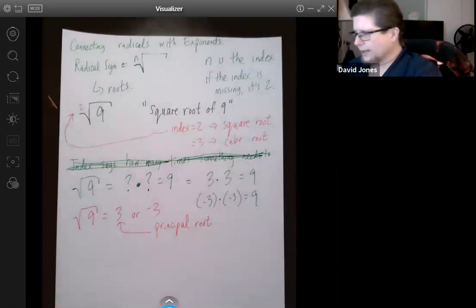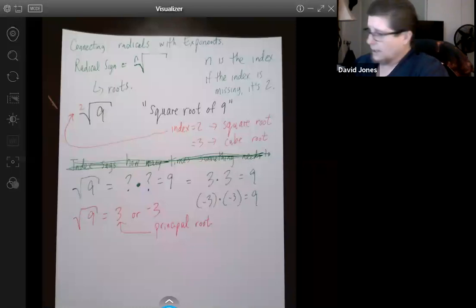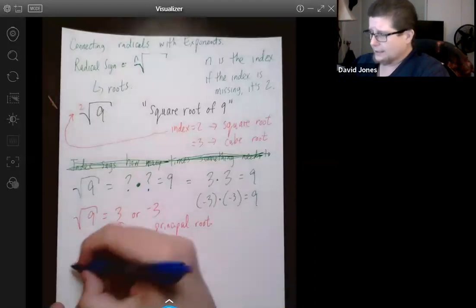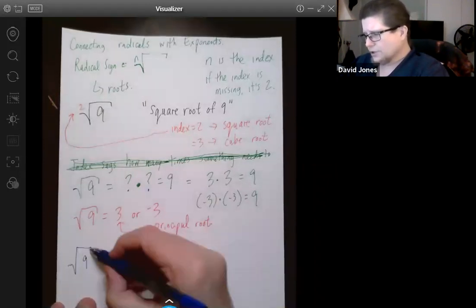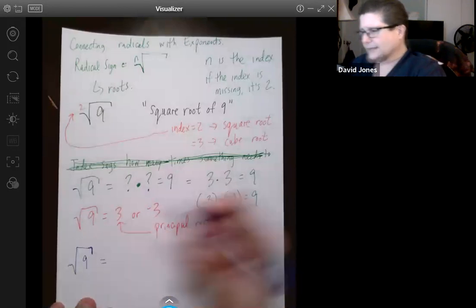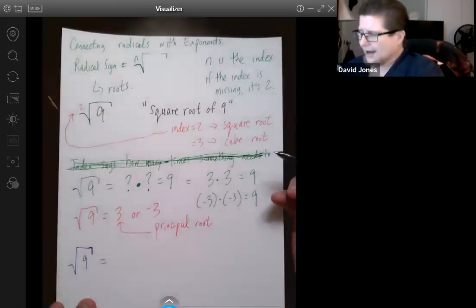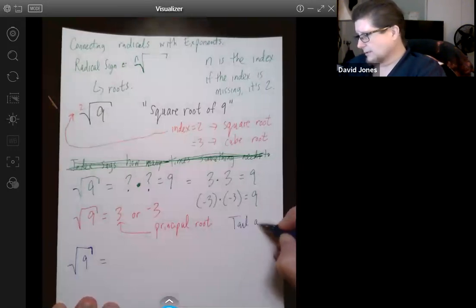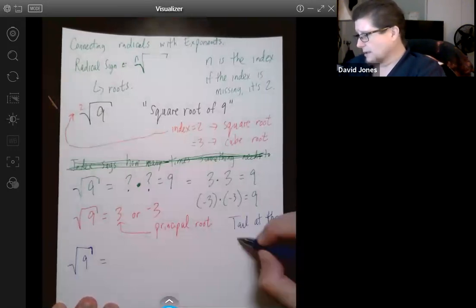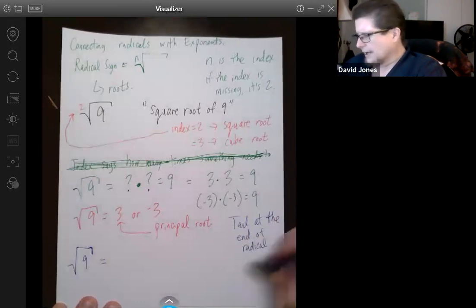And what's going on here? Let me rewrite this and show the connection to exponents. So I've got square root of 9. And notice, a lot of people don't put this little tail down there at the end of the radical sign. I do. The tail at the end of the radical helps show where the radical ends.